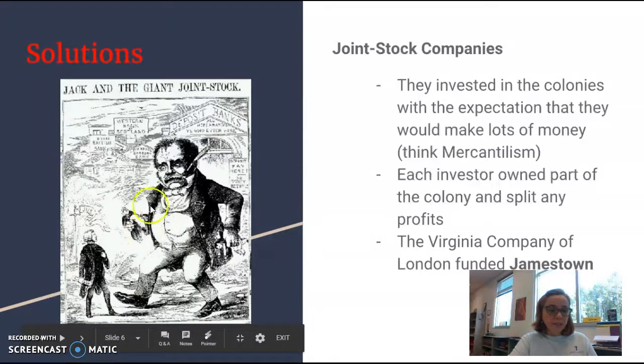So if you'll see here in this cartoon, this is a political cartoon. So we have a big joint stock company, Jack and the Giant Joint Stock. So that's a great allusion to Jack and the Beanstalk, right? We'll talk about that a little bit in class.